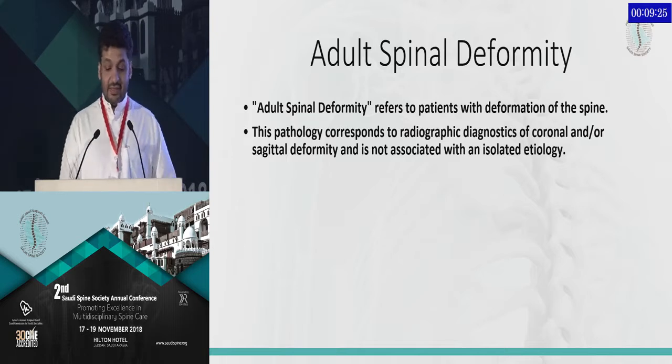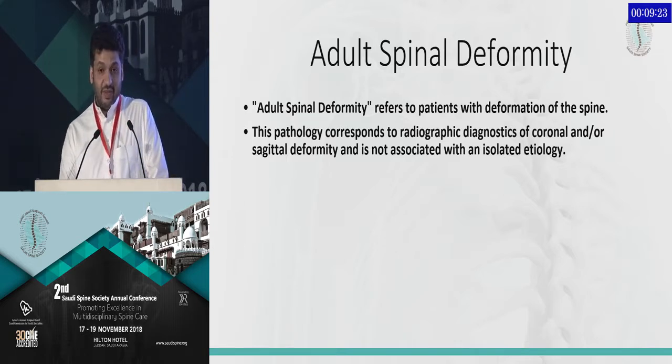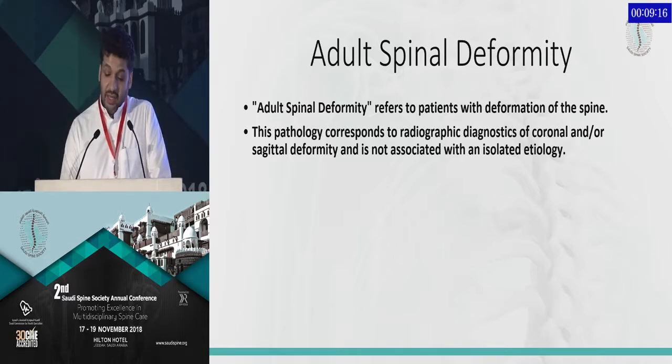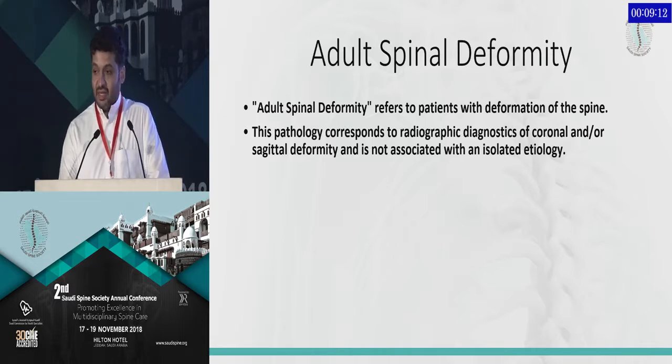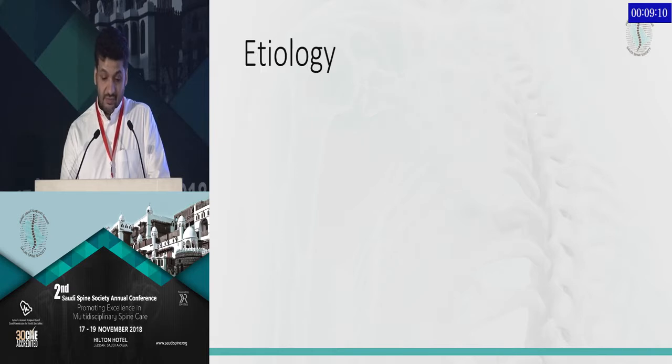Spine deformity basically is any patient that has a deformity in the spine that you can see radiologically and diagnostic, either on coronal or sagittal x-rays. And this deformity is not associated with some isolated injury. It's more than one entity.